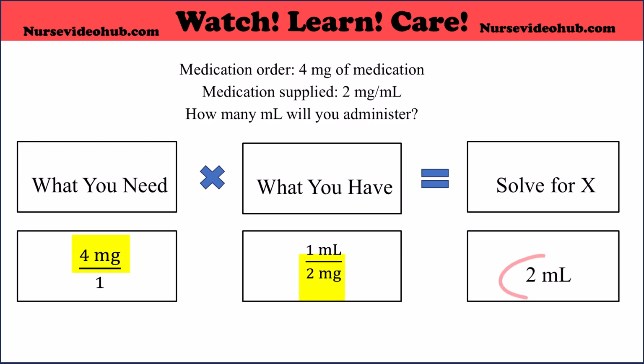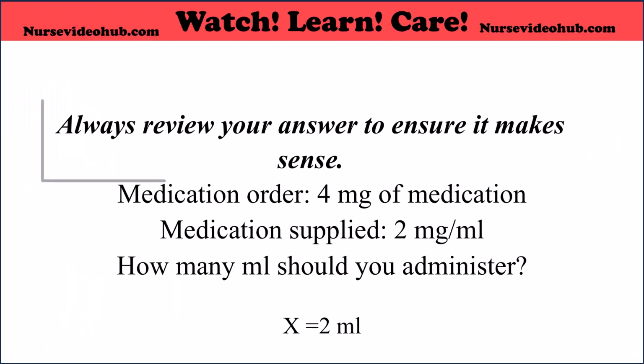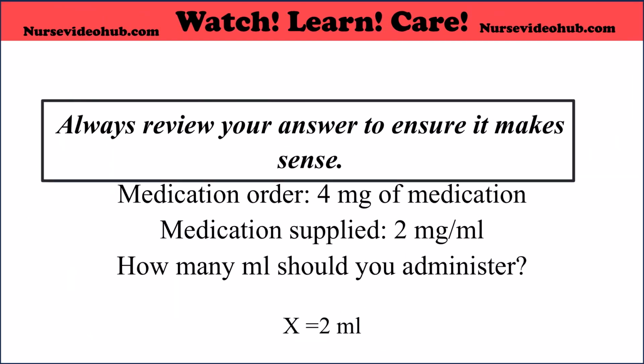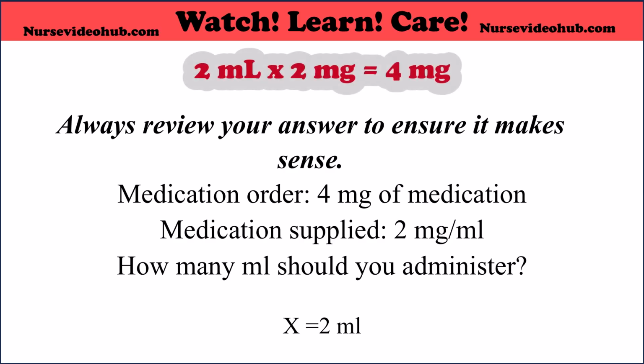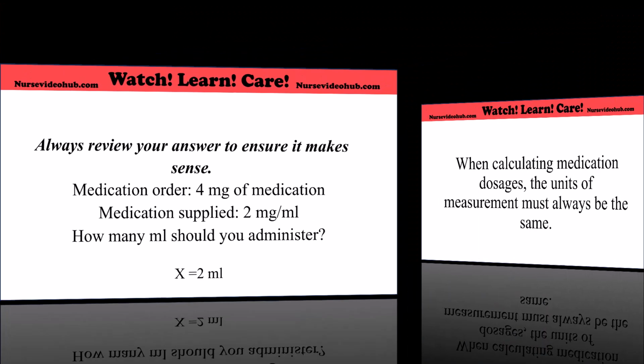4 divided by 2 equals 2. The milligrams canceled out, leaving you with milliliters. You would administer 2 milliliters of the medication to deliver a 4 milligram dosage. Always review your answer to ensure it makes sense. The reverse method is to multiply the amount to be administered, 2 milliliters, by the concentration available, 2 milligrams, which equals the prescribed dosage, 4 milligrams.